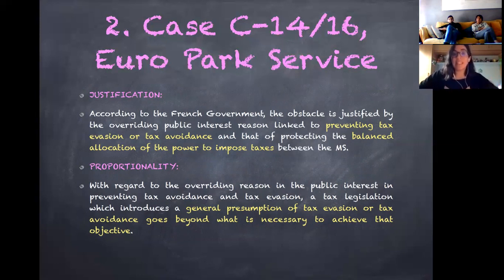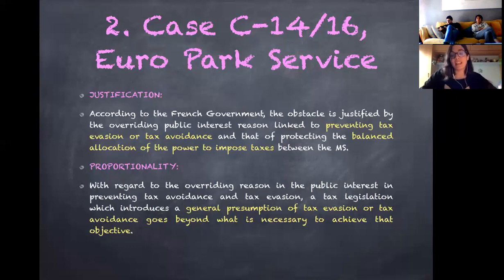According to the French government, the obstacle is justified by the overriding public interest reason linked to preventing tax evasion or tax avoidance, and also justified by the need of protecting the balanced allocation of the power to impose taxes between the member states. The ECJ understood that the prevention of tax evasion or tax avoidance can be considered as a justification, so the last step is to study if this justification is proportional or not. In the opinion of the ECJ, with regard to the overriding reason in the public interest in preventing tax avoidance or tax evasion, a tax legislation which introduces a general presumption of tax evasion or tax avoidance goes beyond what is necessary to achieve that objective.